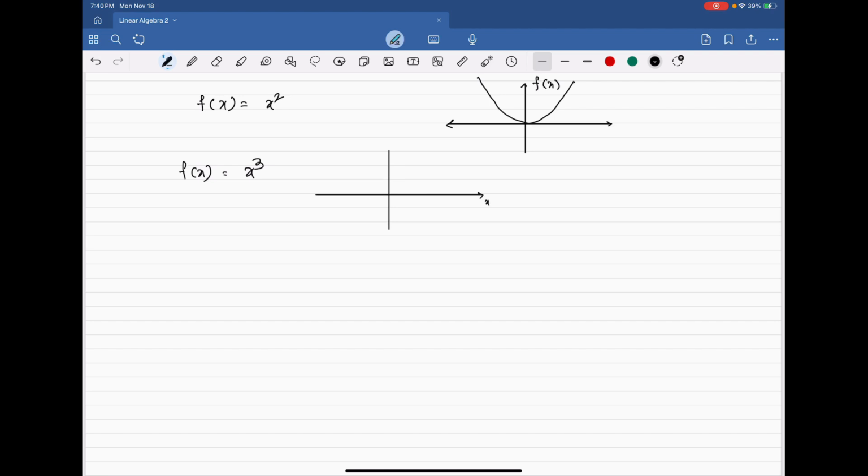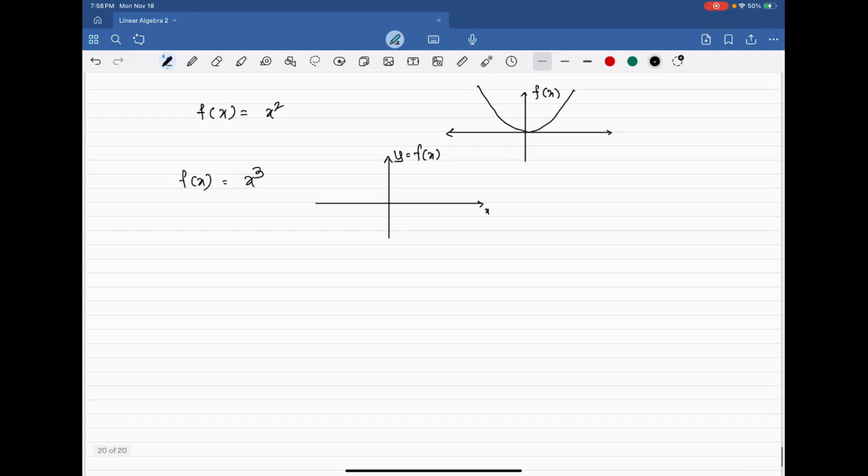This is x, this is y. When x is positive, function x is positive. When x is negative, function x is negative.